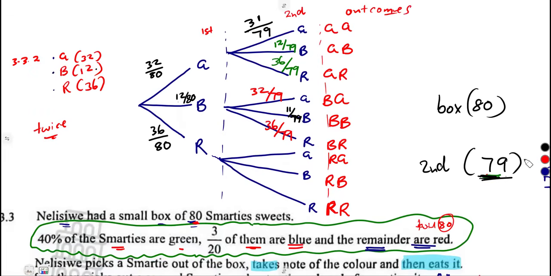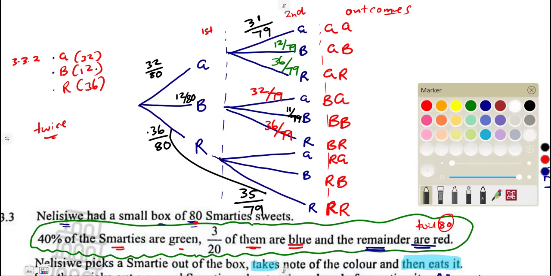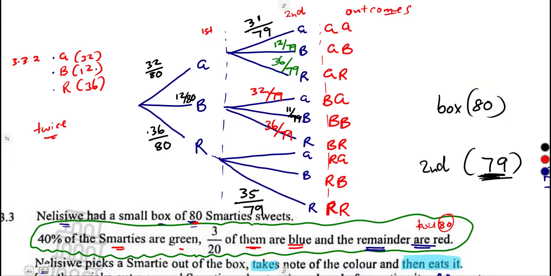Same thing with this red. You pick a red, then you pick a red. That's where the effect is. They were 36. So now they are what? 35. 36 minus 1. 35 out of what? The total for the second part is always out of what? 79. It has been affected. So it's red to red. Whereas the rest, they remain as they were before.